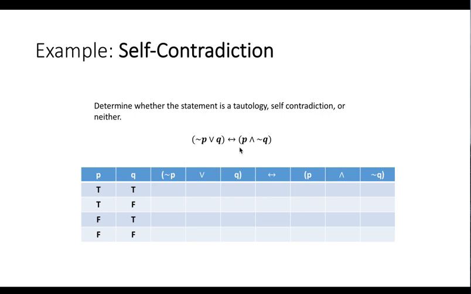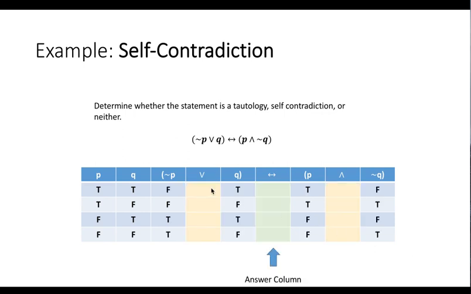So here's an example of a self-contradiction. Let me show you why it's a self-contradiction. You're going to find problems like this in your homework where you're asked to determine whether this statement is a tautology, a self-contradiction, or neither. So I took this statement and I put it into a truth table. And remember, the truth table is always set up the same way with P and Q written on the left.